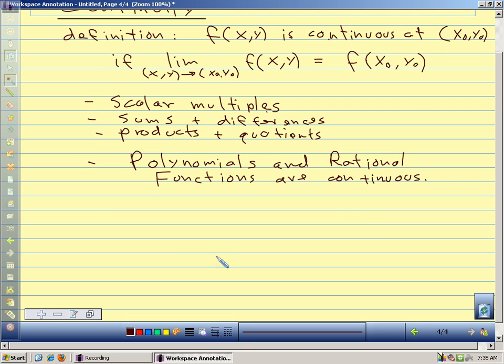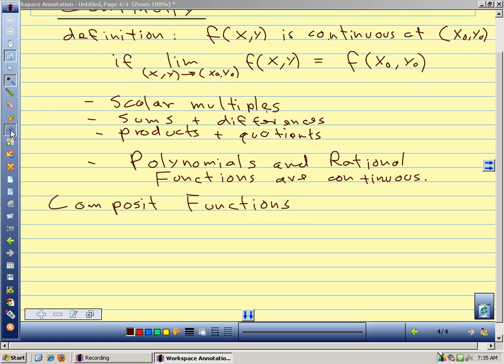Now, the last thing we need to deal with before we move on to our next topic, we'll start talking about derivatives tomorrow, is we need to talk about composite functions. We need to figure out how composite functions work. There's a little twist when we're talking about multivariable functions.